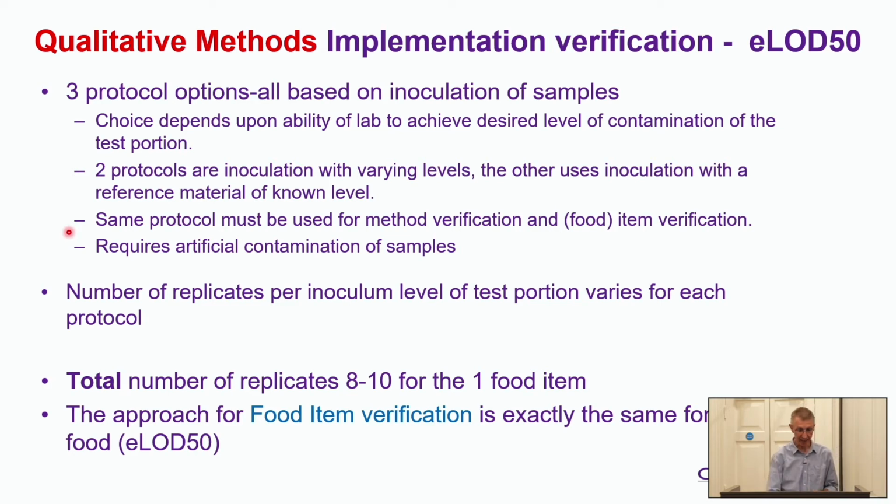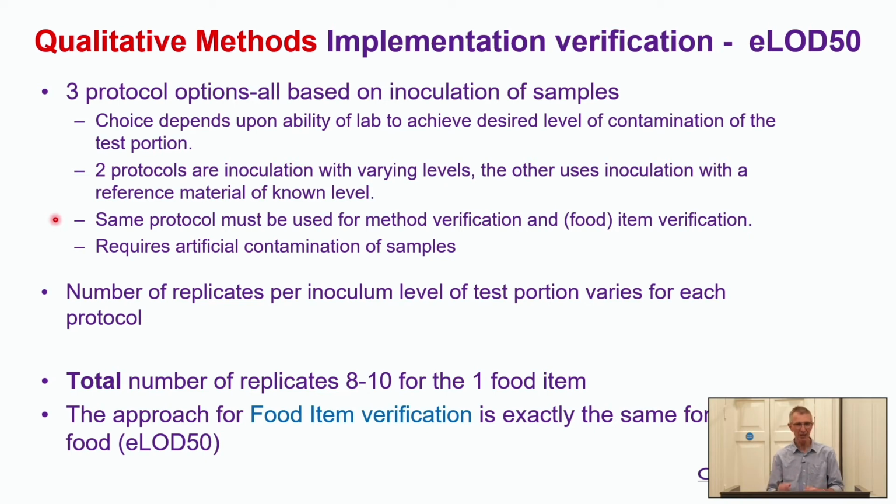Now, the key thing, and it's the third hash line coming down there that's on my laser pointer, is you're going to use this method for both implementation and food item verification. Same procedure. But you've got to use the same protocol for implementation verification and food item verification. You can't change from one protocol to the other. It has to be the same. And it requires the artificial contamination of the food sample you pick.